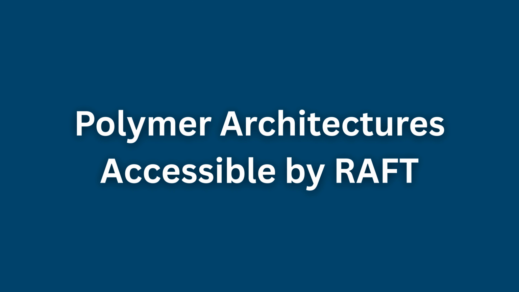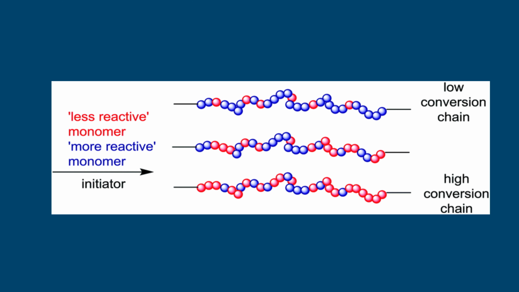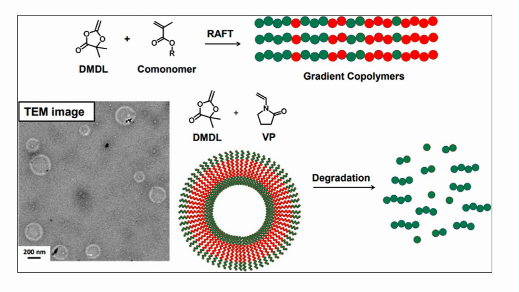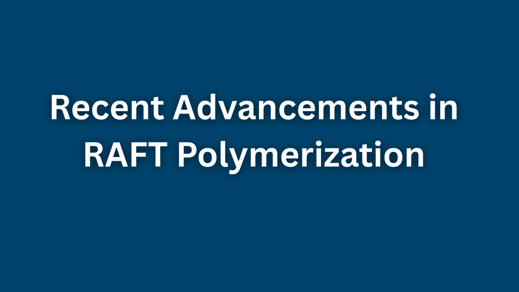Polymer architectures accessible by RAFT. Because the thiocarbonylthio group remains attached to the polymer chain end, the resulting polymers can function as macro chain transfer agents, allowing sequential polymerization of additional monomers. This feature enables the synthesis of complex macromolecular structures, such as block copolymers, gradient copolymers, star polymers, polymer brushes, microgels, and functional nanomaterials.